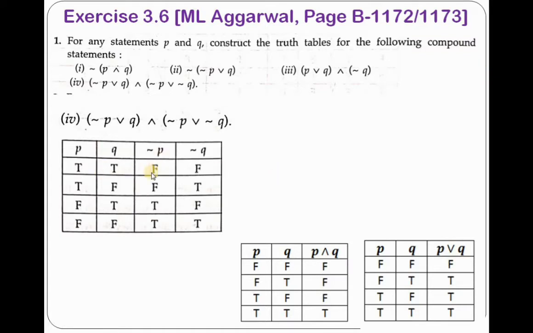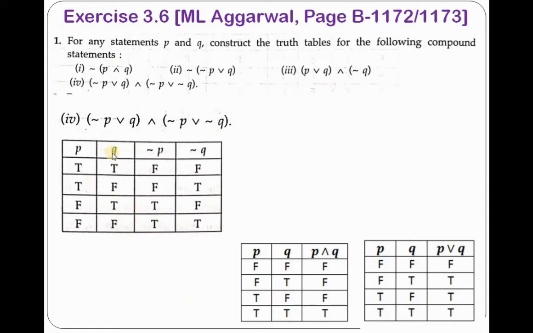Okay, so let's have a look at only negation P. So if P is T, then it became F. If P is T, again this became F. If this is F, this became T. This F, this became T. Similarly, negation Q. So Q is T, that's why negation Q has to be F. This is F, this has to be T. This is T, this has to be F. This is F, this has to be T.